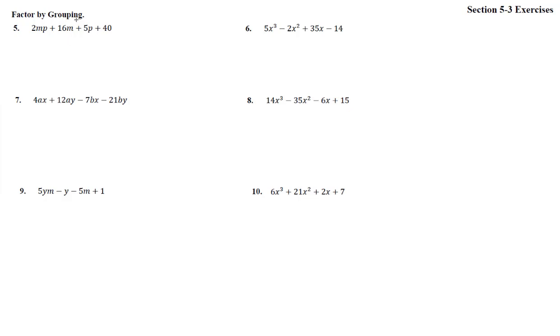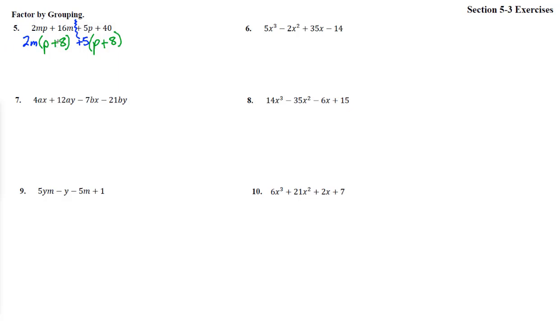So split this guy down the middle, cut him, and then what can we take out of the first half? That would be a 2m. And what are we left with when we do that? A p plus 8. And what are we left with on the second half? We look at this and we take out a plus 5, and we're left with p plus 8.